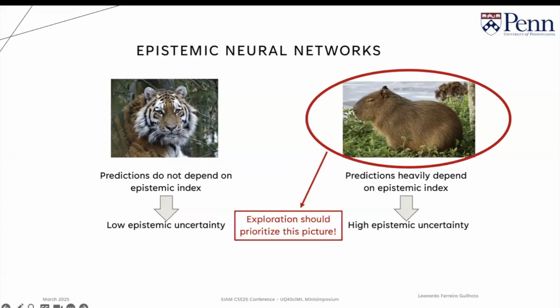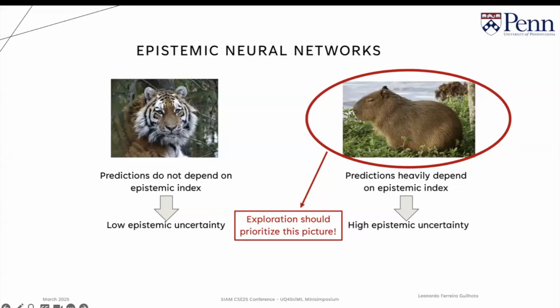And in particular, this tells us that exploration should prioritize the picture on the right. And we can make this assessment without ever really needing to know the true label of each image. We just know that on the left, the prediction does not depend on the epistemic variable, and on the right, it does.